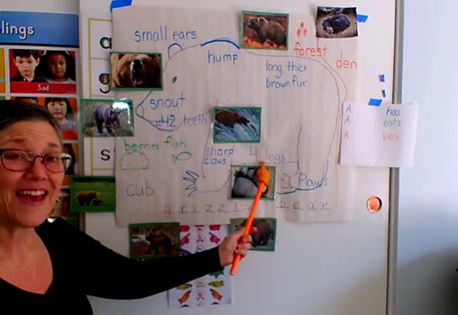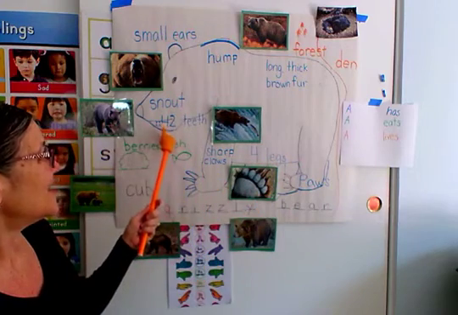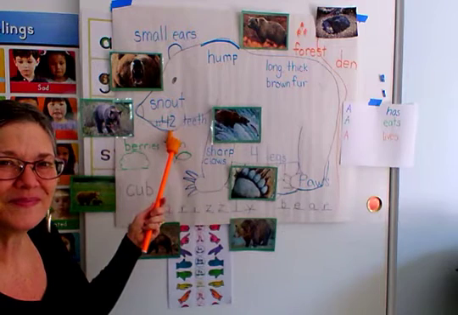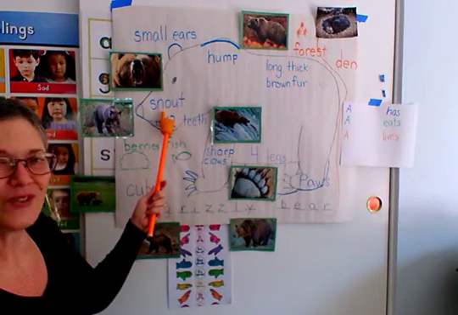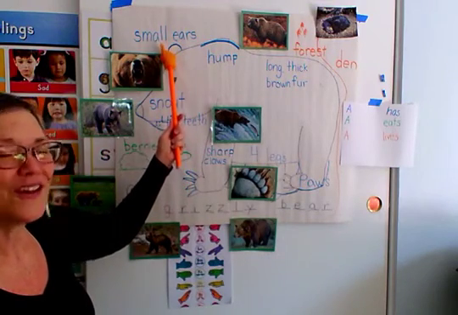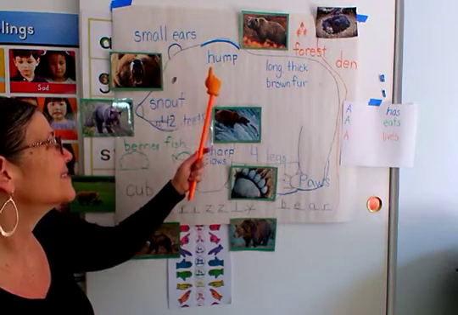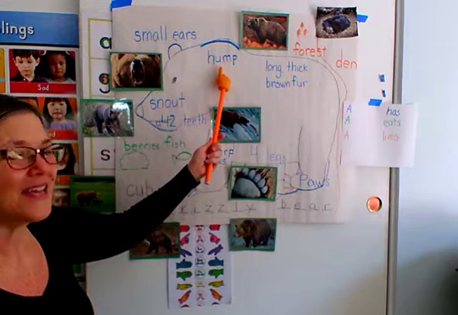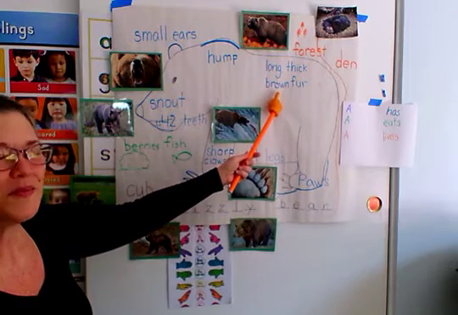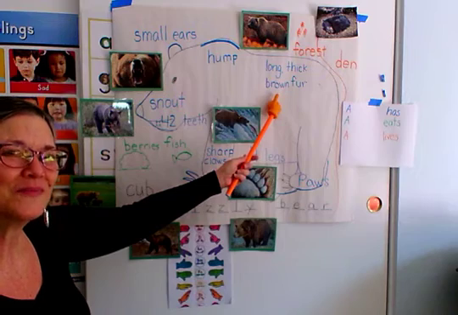A grizzly bear has 4 legs. A grizzly bear has 42 teeth. Your turn. A grizzly bear has a snout. A grizzly bear has small ears. A grizzly bear has a hump. A grizzly bear has long, thick, brown fur.